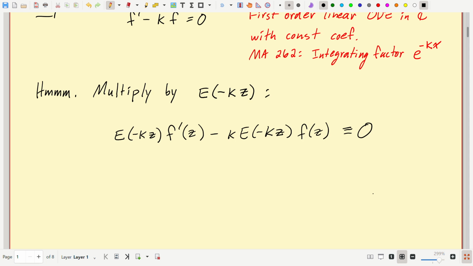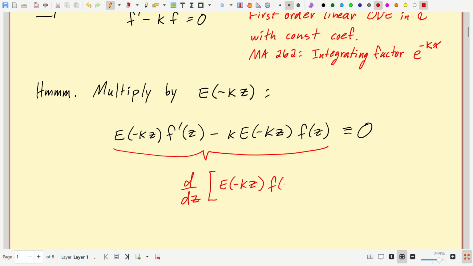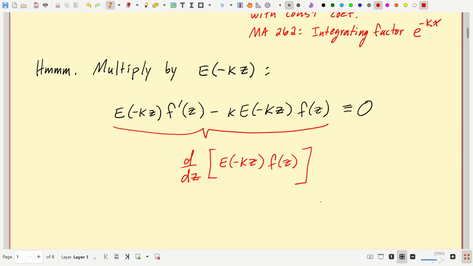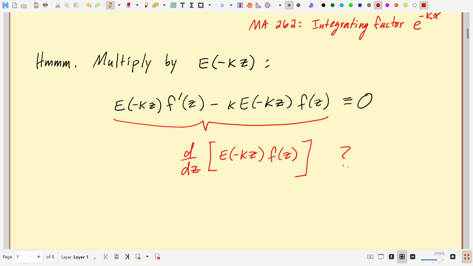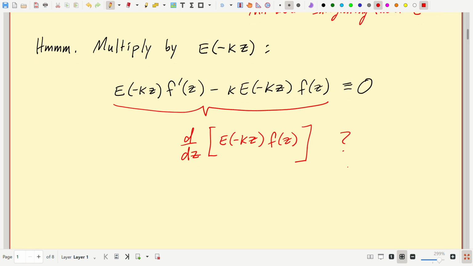And sure enough, that's going to be the derivative of something. So in fact, I claim that that's going to be the derivative of, this is what it's supposed to be, d by dz of e to the minus kz times f of z. That's kind of a question mark. And the question is, is it? And the answer is yes, of course.